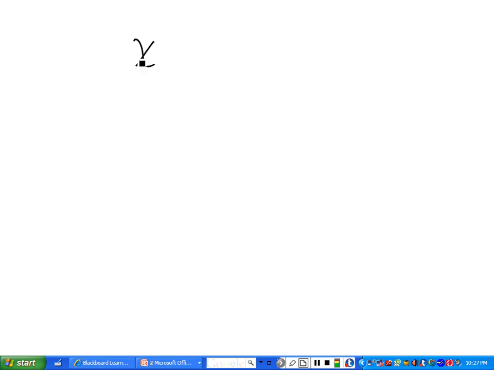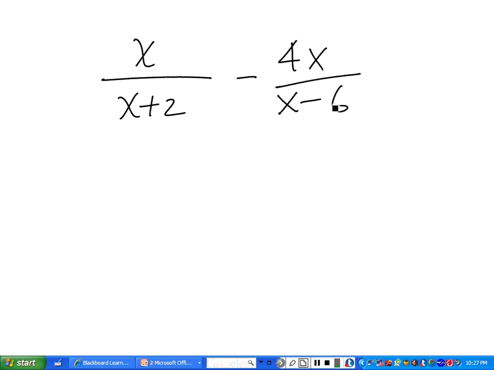Okay, let's try x divided by x plus 2 minus 4x over x minus 6. Now here you're going to have to be very careful because this is a subtraction symbol here. And let me erase this so you can see that it's on the same level. The subtraction symbol is right in the middle. Normally you have to be very careful, so let me put caution here. This is a subtraction problem.